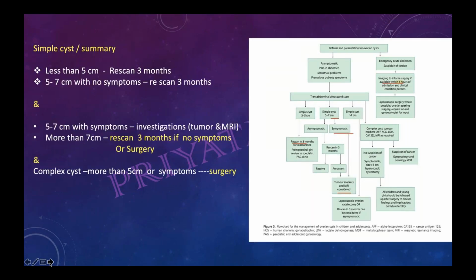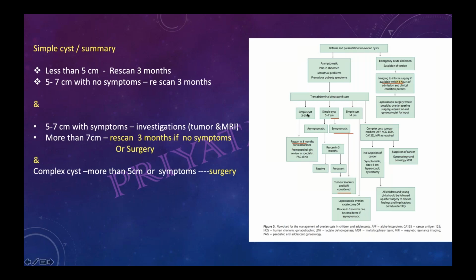Now here lies the most important part: how to manage. I try to simplify this so that it becomes easy, because there are so many flow charts, how to remember so much. If a patient comes with pain in the abdomen, a menstrual problem, or any complaint, first of all you do a transabdominal scan. These are young children, not sexually active, so there is no TVS. Usually we will be doing a transabdominal scan.